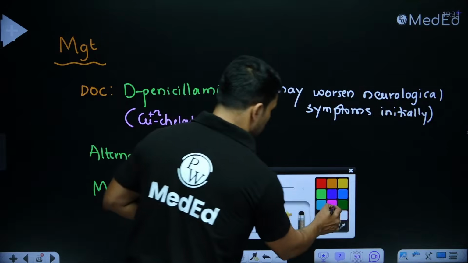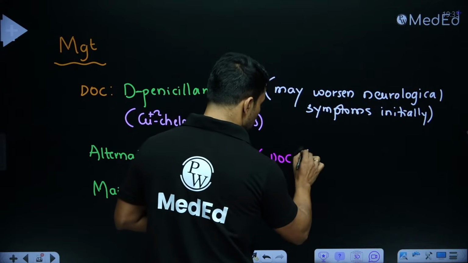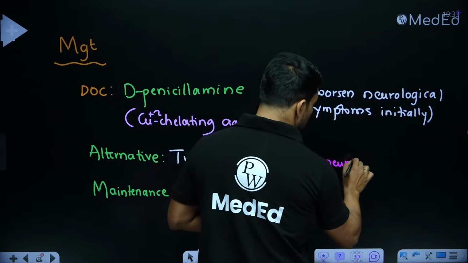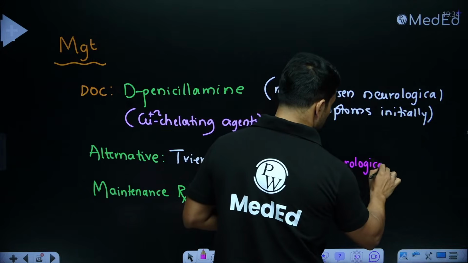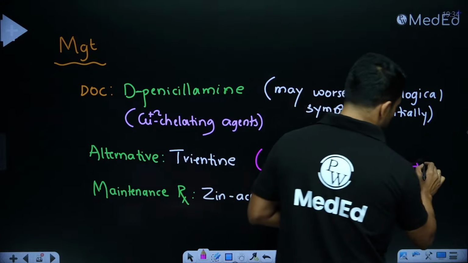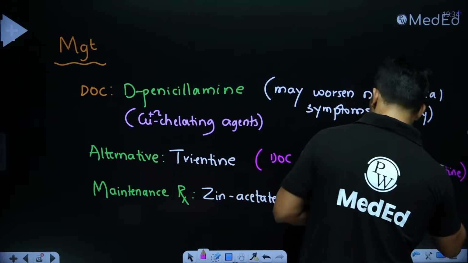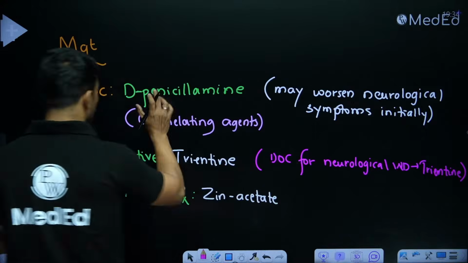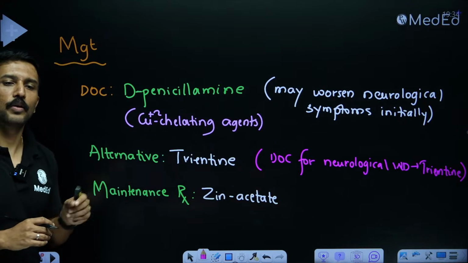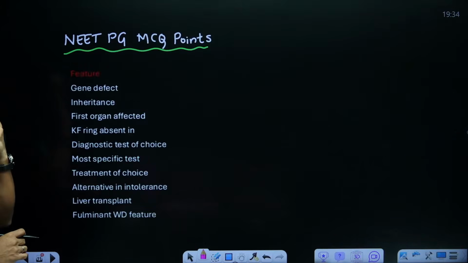Let me also write it down in the MCQ perspective. So drug of choice for neurological Wilson disease is going to be trientine. This will be considered as the drug of choice. Alternatively, even zinc can be used for neurological, but avoid giving D-penicillamine, right? So that's about the Wilson disease. We will quickly recap the important MCQ points that may be asked in your NEET PG.